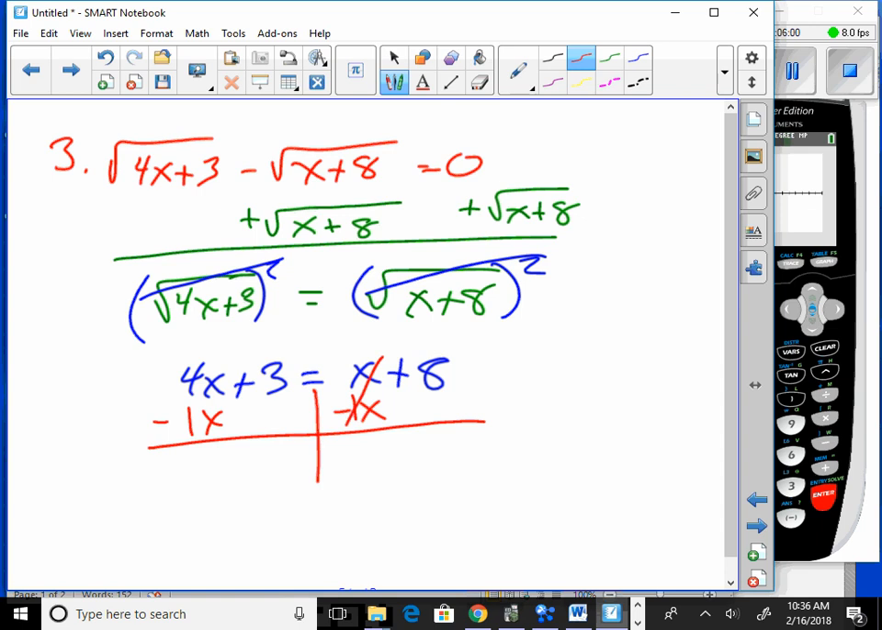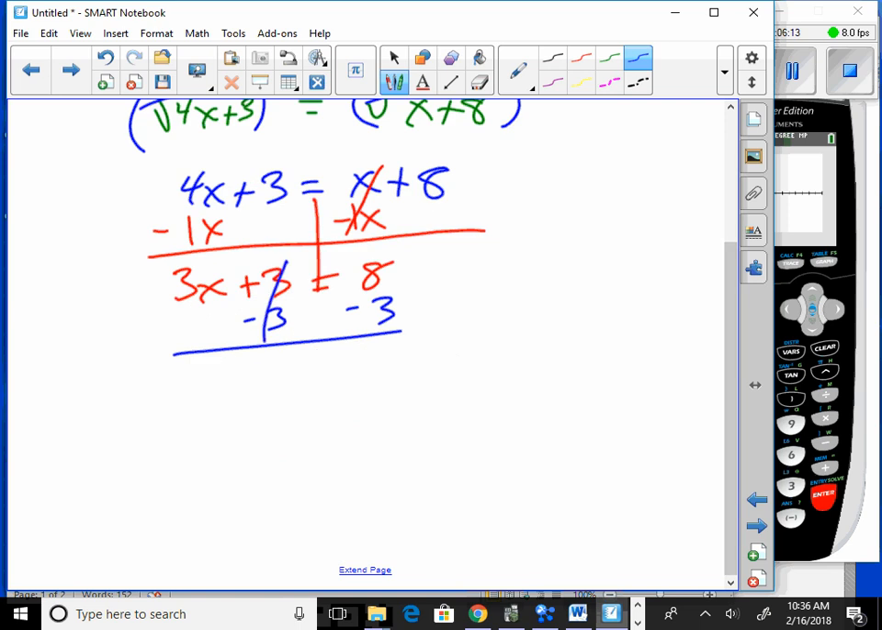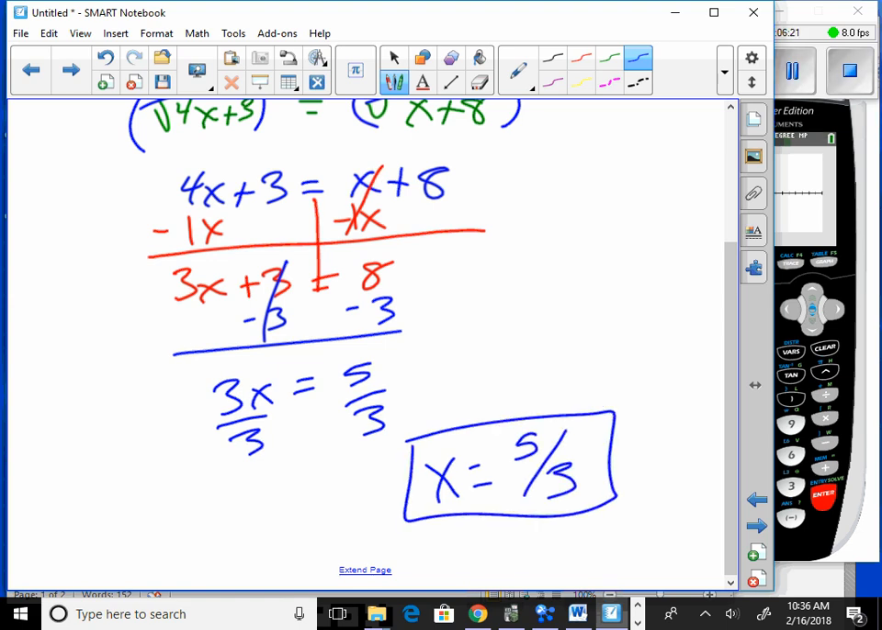So now 4x minus 1x is 3x. So 3x plus 3 equals 8. And then continue isolating the variable, so I will subtract 3. And then I get 3x equals 5, and then divide by 3. So my answer is 5/3. You could put the decimal if you wanted.